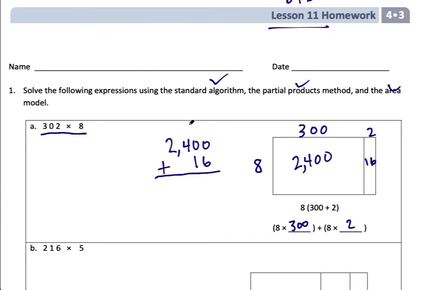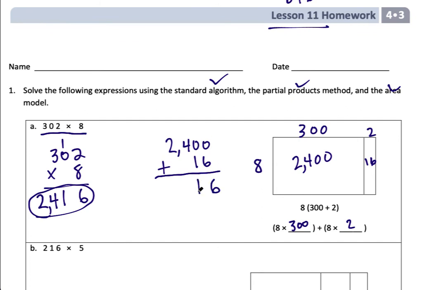And then the standard algorithm. So the standard algorithm, you guys know how to do that. Times 8. 8 times 2 is 16. I got to regroup there. 8 times 0. 0 plus 1 is 1. 8 times 3 is 24. I don't need to regroup because I don't have any more numbers to regroup over. So I just put it down here. 24, which is 2400s. And then 2,416. Standard algorithm, let's go ahead and add this up. 1, 4, 2, same answer, and then here is your area model. So we have standard algorithm, partial products, area model.